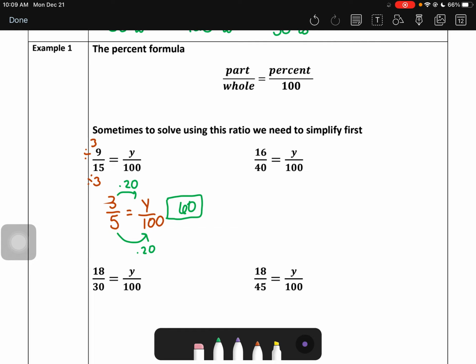Same thing on this next one. We want to divide both of these by 4. So we'll get 4 over 10 is equal to y over 100. We could have also simplified by 8 as well, and we would get the same answer. I know that 10 times 10 is 100, so 4 times 10 is equal to 40, so that would be 40%.